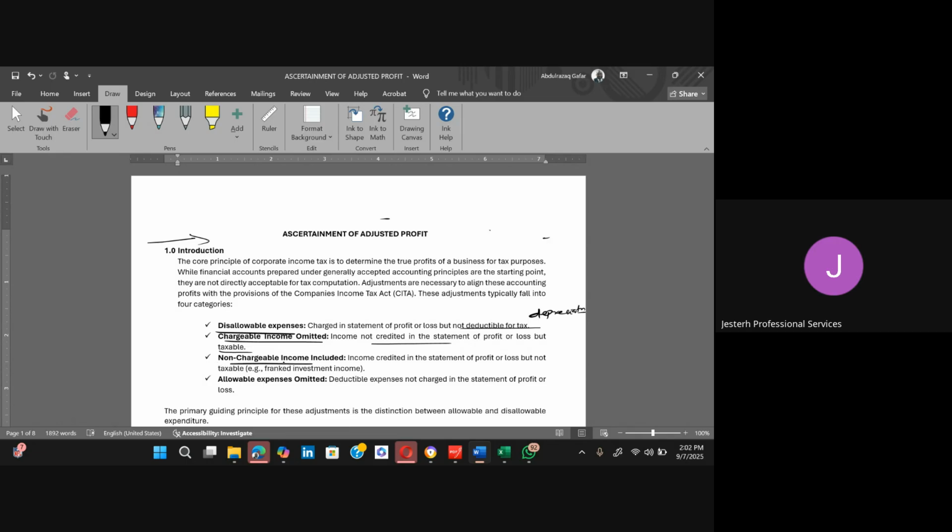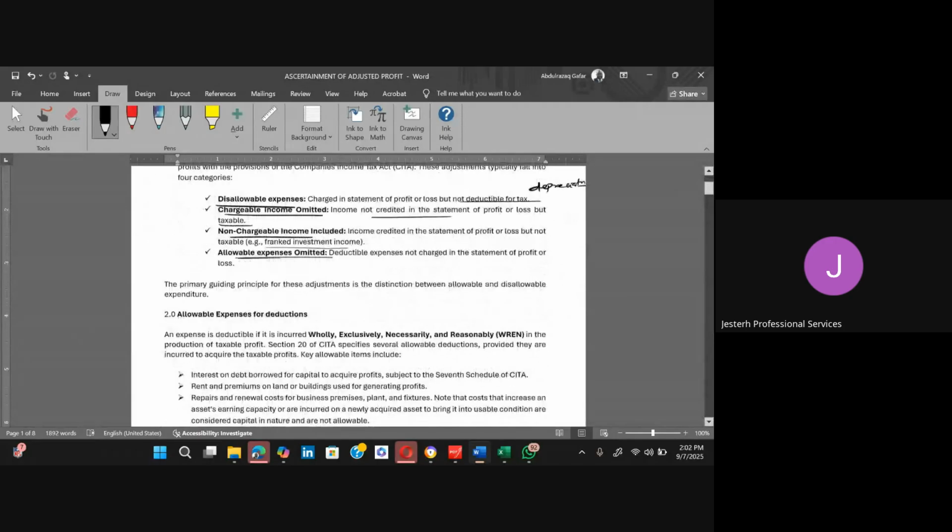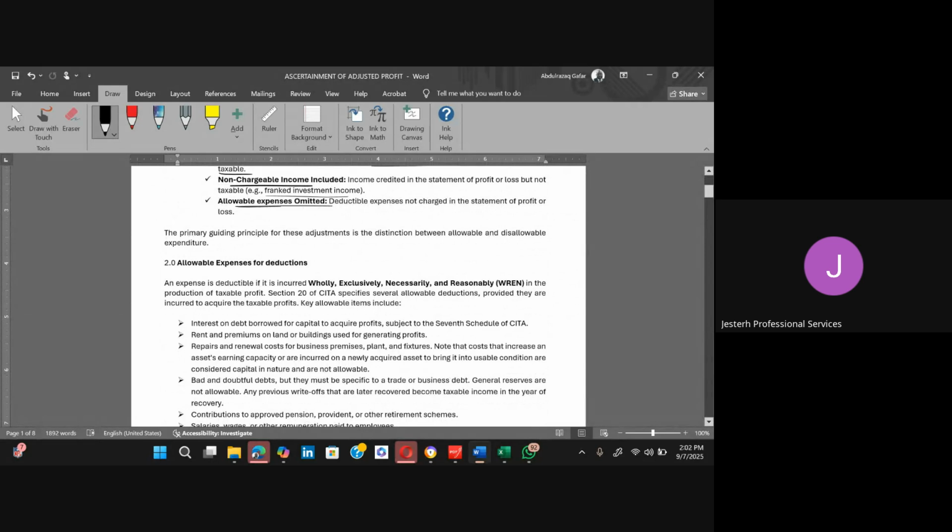Then we also have non-chargeable income included. Income credited in the statement of profit or loss, but not taxable. For instance, we have franked investment income, which is dividend. Then allowable expenses omitted. So whenever we have deductible expenses that are not charged in the profit or loss accounts, we also need to adjust for it. So now let us address the principle that will make us understand what is allowable and not allowable.